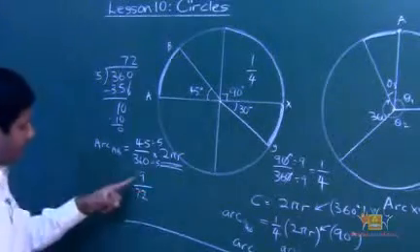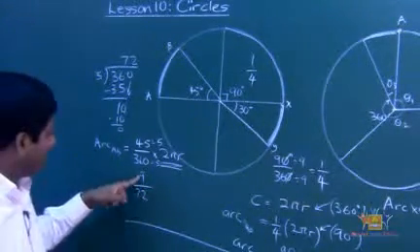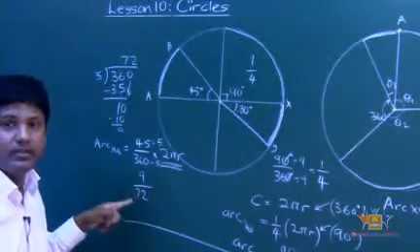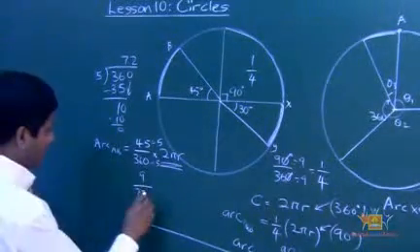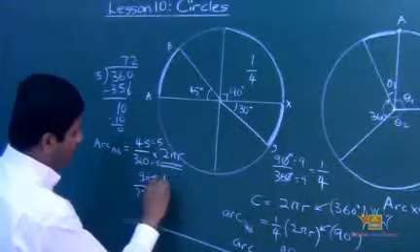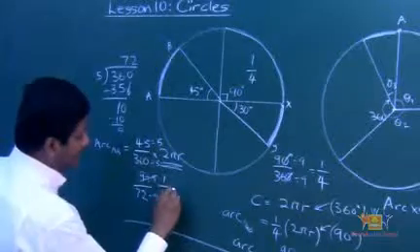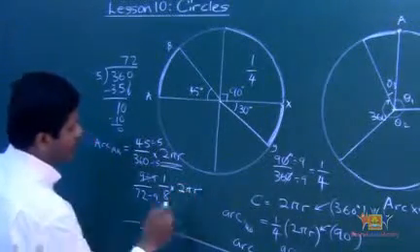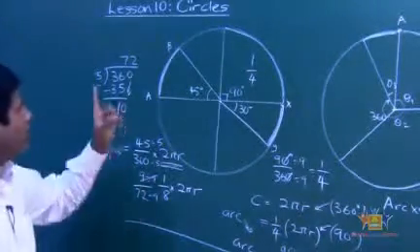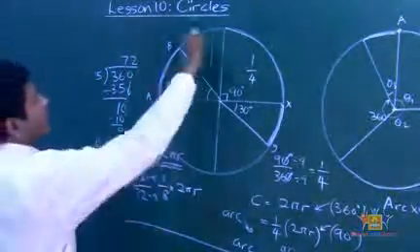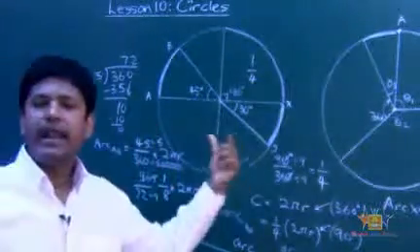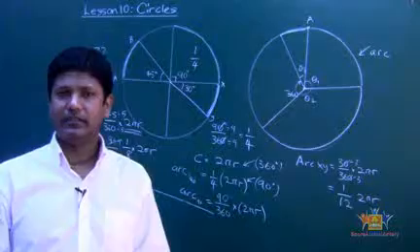Can I simplify this further? Yes. I can divide 9 by 9, I can divide 72 by 9. 9 times what gives me 72? 8. Alright, so I'm going to divide this by 9, I can divide this by 9. So that gives me 1 over 8 times 2 pi r. See that? 1 over 8 times 2 pi r. So that's 1/8 of the circumference. That's what that is. So 45 degrees is 1/8 of the circumference.